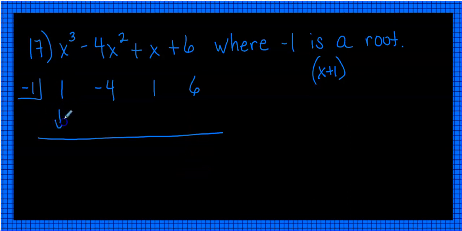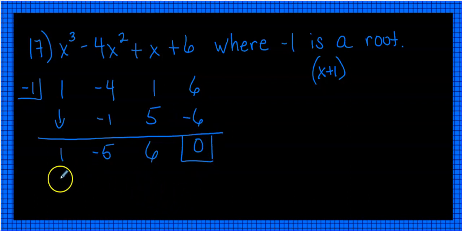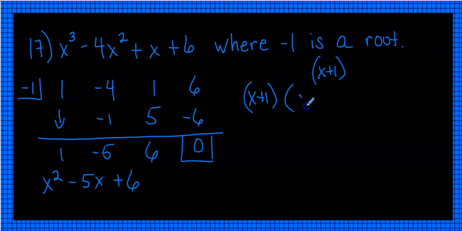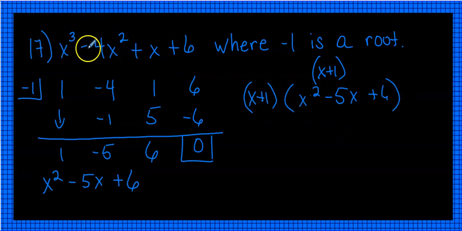Okay, so let's bring down our 1. That's going to be -1, -5. It's going to be 5, 6, -6, 0. And I do, in fact, end up with a 0 remainder. When I divide by x plus 1, what I end up with is x squared minus 5x plus 6. So when I factor this, I get x plus 1 times x squared minus 5x plus 6. So this times this, because when I divided, I got this. This binomial times this trinomial equals this right here.